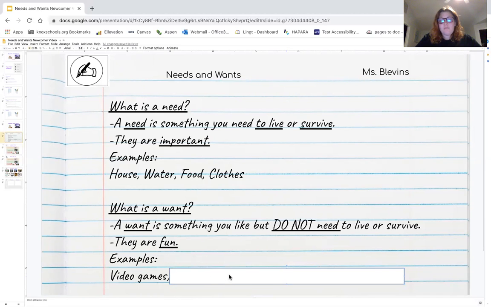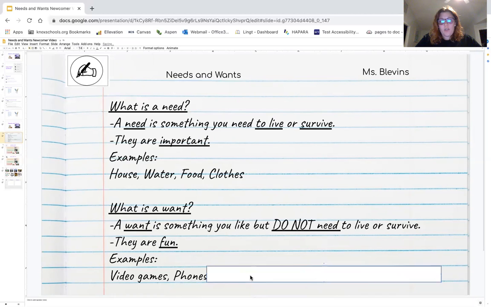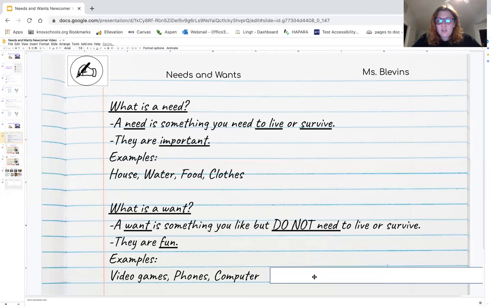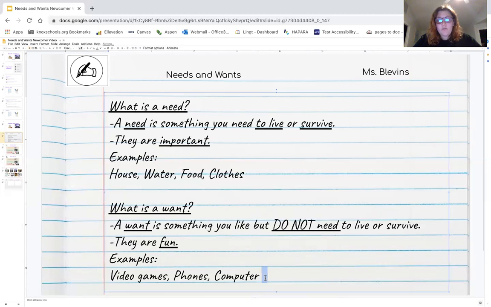So video games, I can think of a few others, like phones, our cell phones. We like them, they are fun, we want them, but we do not necessarily need them to live. And a computer. And I also just thought of another one that we can add to our list, a TV. Right? A TV, we like them, they're fun, but we don't need them to live.